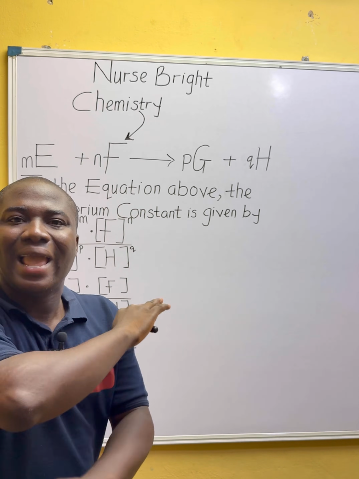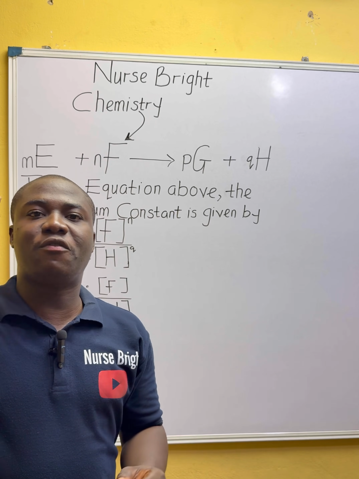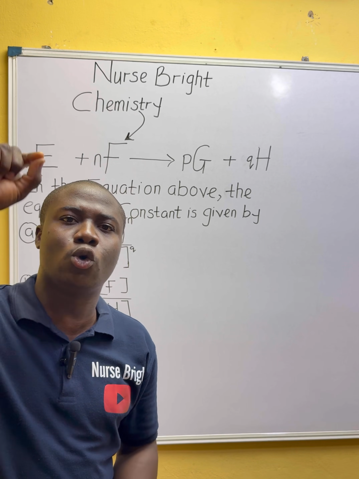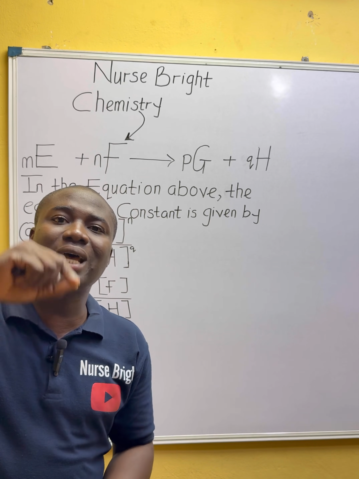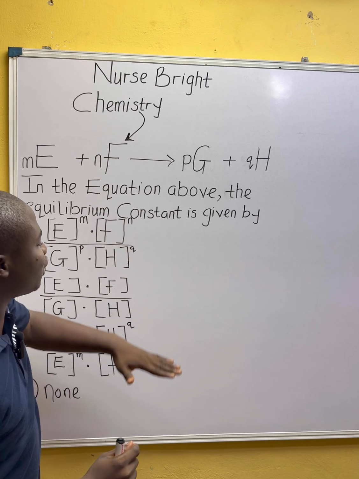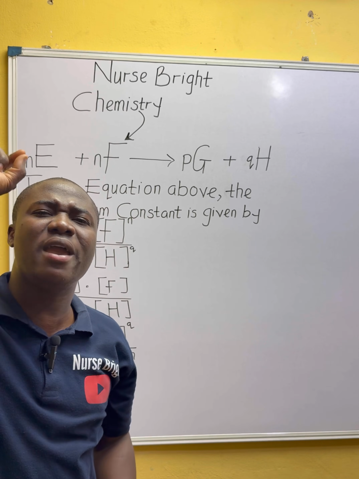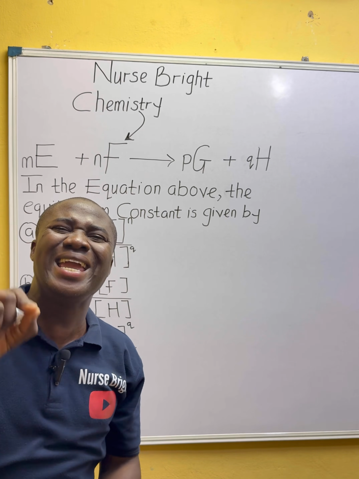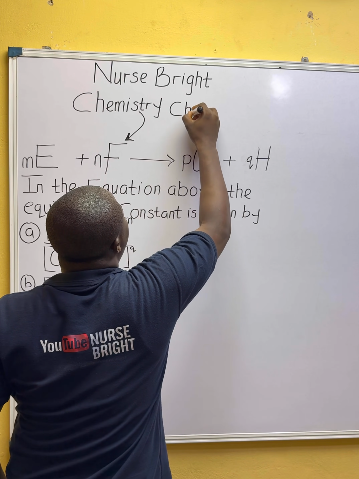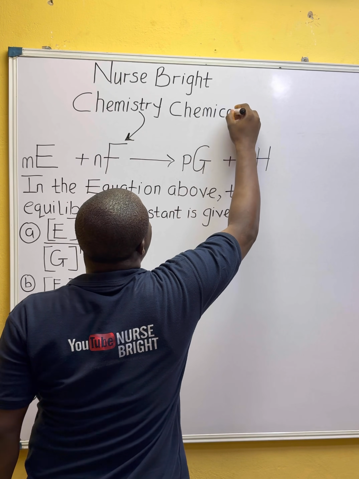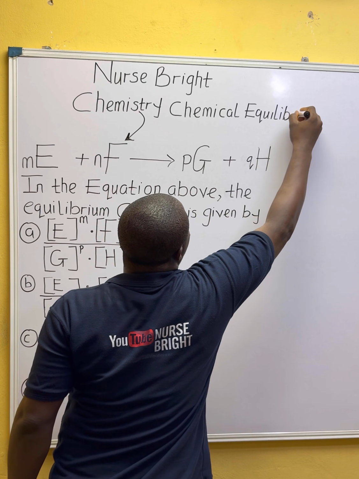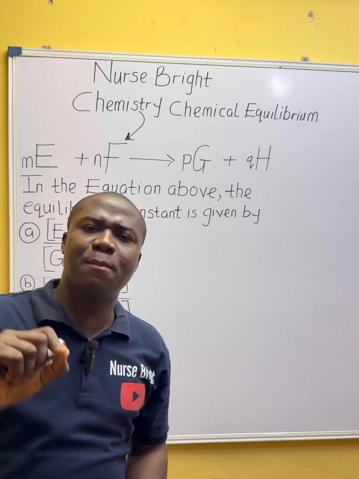This question is extremely easy. Before you solve any question in chemistry, it is very vital for you to know the topic to which that particular question belongs. From the look of things, this question on the board is from a very vital aspect in chemistry called chemical equilibrium.